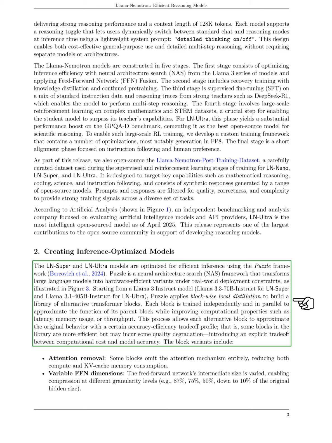We further optimize the LN Super and LN Ultra models for efficient inference using the Puzzle framework. This framework transforms large language models into more hardware-efficient versions while considering real-world deployment constraints. Starting from Llama 3 instruct models, we apply local distillation to create a library of alternative transformer blocks, each trained to improve computational efficiency. The process allows us to balance accuracy and efficiency, with some blocks designed to reduce computational costs by omitting certain mechanisms or varying the size of feed-forward networks.